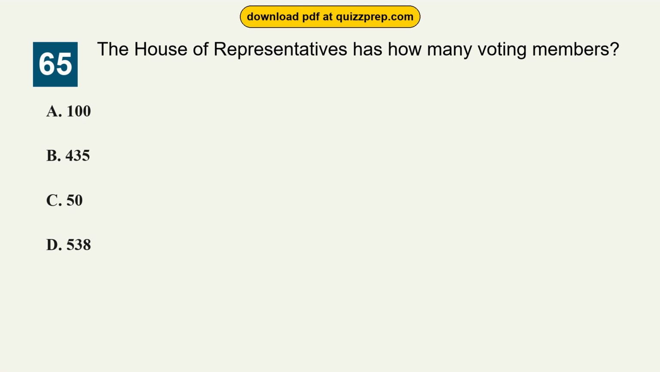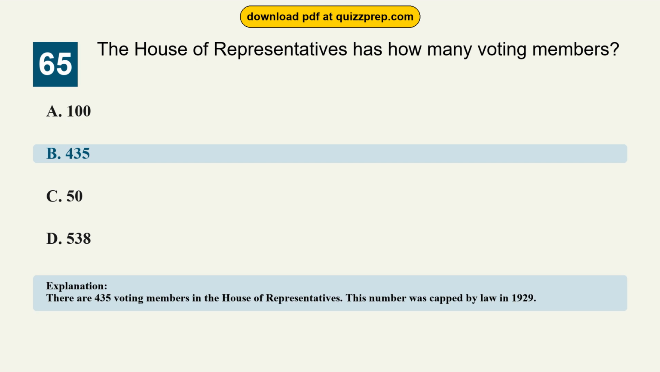Question 65. The House of Representatives has how many voting members? Option A, 100. Option B, 435. Option C, 50. Option D, 538. The correct answer is option B, 435. There are 435 voting members in the House of Representatives. This number was capped by law in 1929.